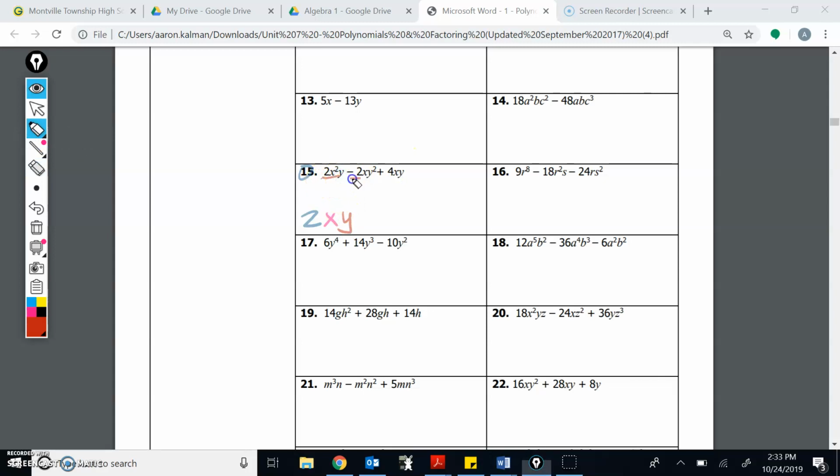And then lastly, we divide each term by our total GCF, and we write that in parentheses. This first term, we're left with x. The second term, the 2's cancel, the x's cancel, and we're left with a -y. And lastly, the x's cancel, the y's cancel, and we're left with a +2. Check your work through distribution. Let's just do one more together.